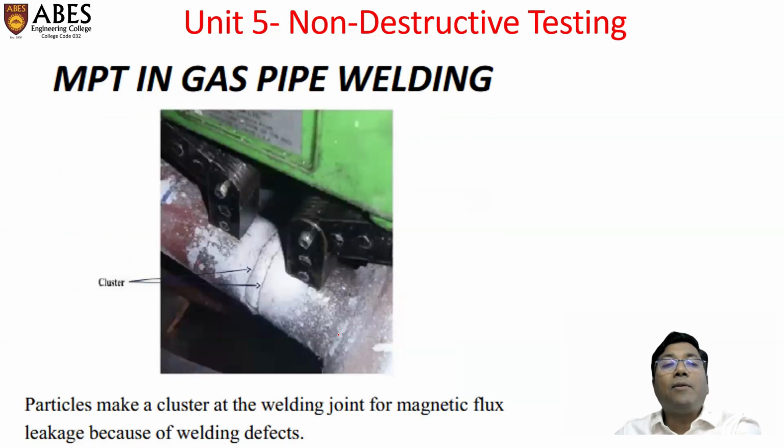We can see magnetic particle testing in gas pipe welding. This cluster of magnetic particles is indicating that there is a leak or a crack in the joint or in the weldment. There is a crack at the C. The particles make a cluster at the welding joint because of magnetic flux leakage caused by welding defects.